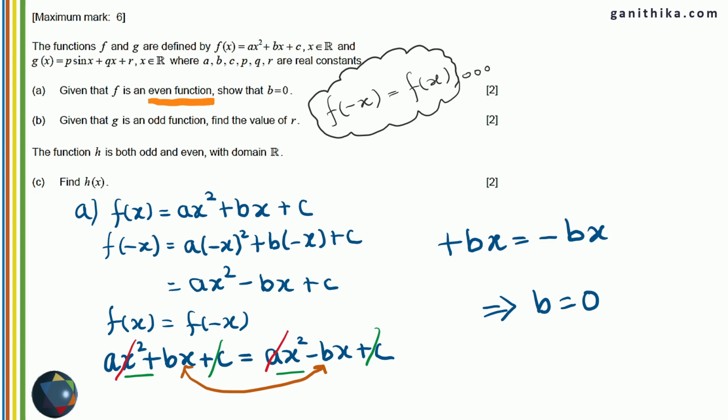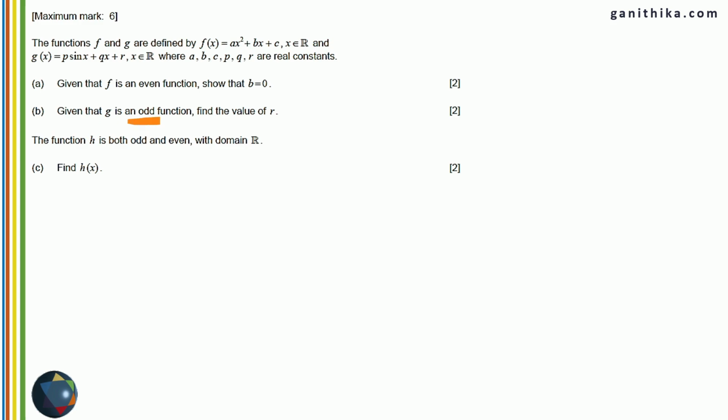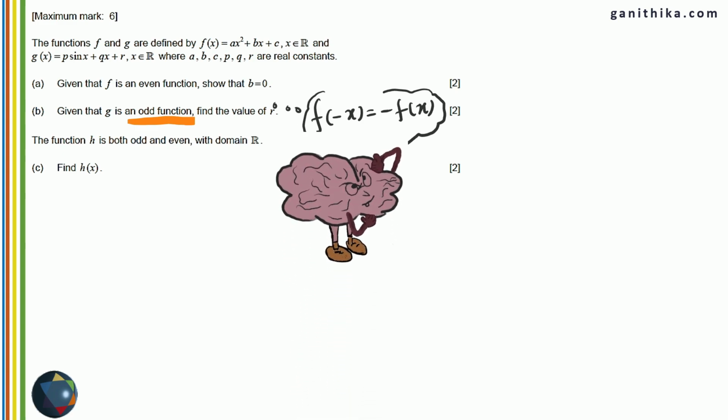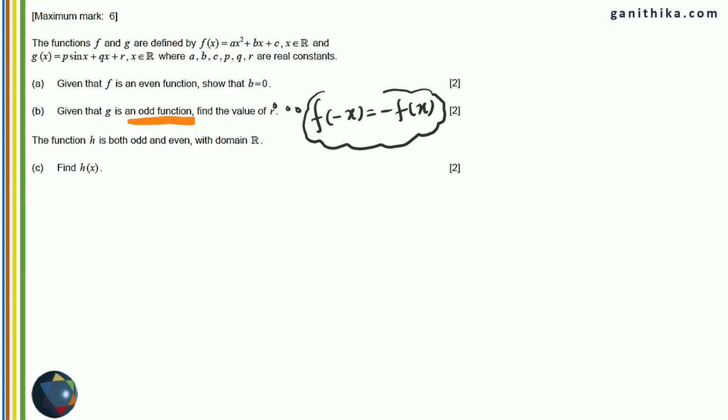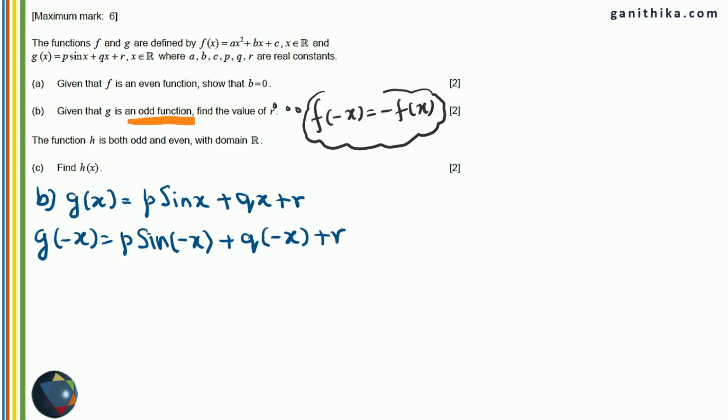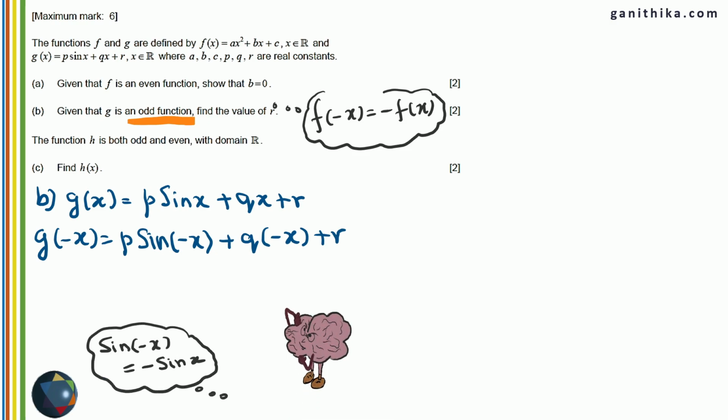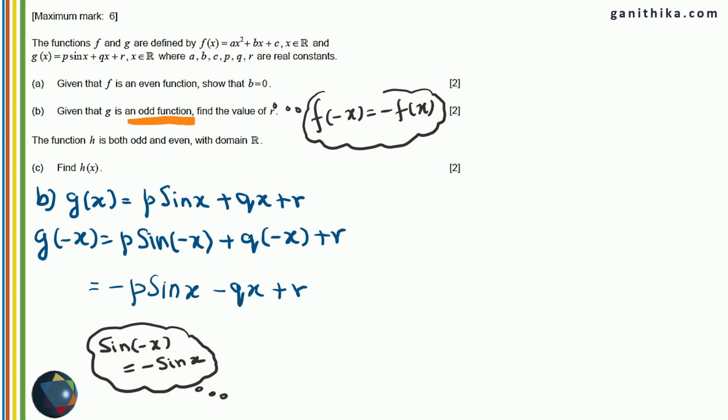So this is the first question. For the second question B, g is given to be an odd function, and we have to find the value of r. For an odd function, the condition is f of minus x is equal to minus f of x. So substitute minus x into g of x and simplify this. For p sine of minus x, you have to understand that sine of minus x is minus sine x. So this becomes minus p sine x. q times minus x will be minus qx plus r. So this is g of minus x.